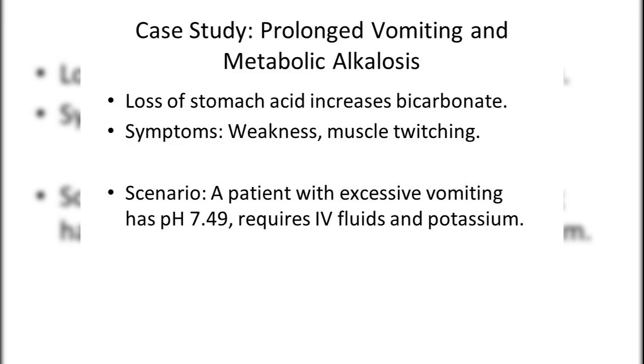Prolonged vomiting can lead to metabolic alkalosis by increasing bicarbonate levels, resulting in high pH. Symptoms include weakness and muscle twitching. A patient with excessive vomiting might have a pH of 7.49 and require IV fluids and potassium.